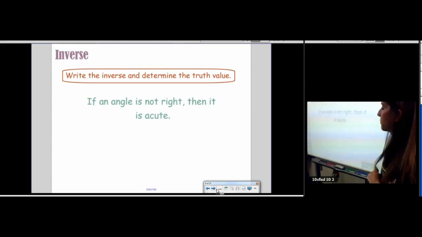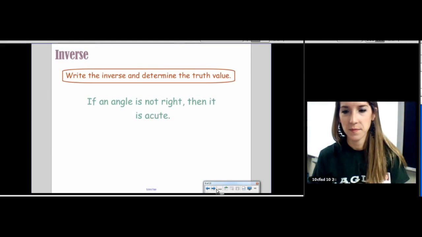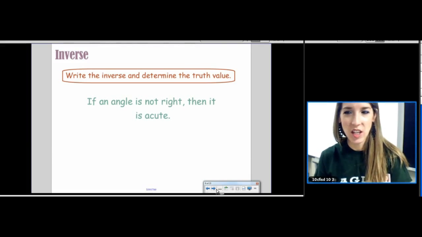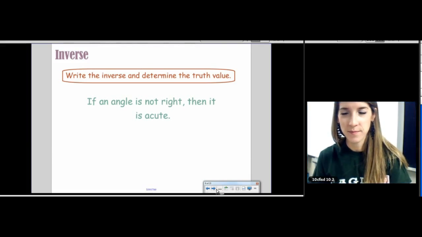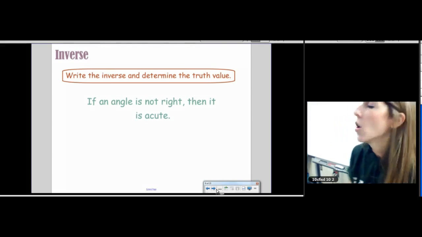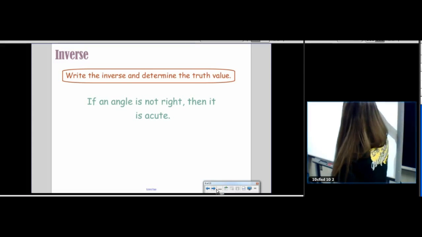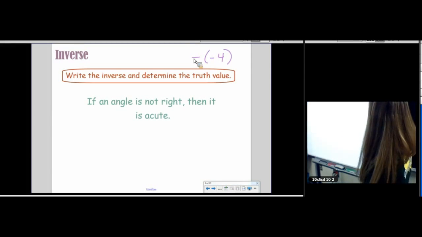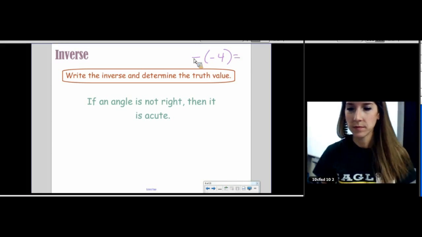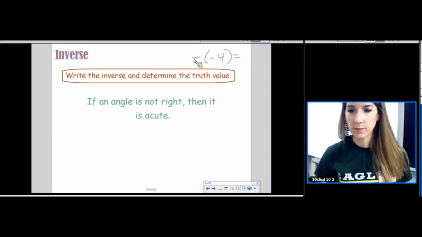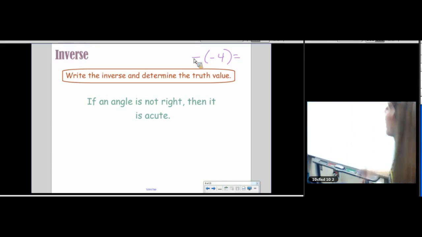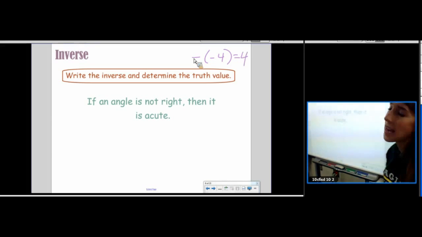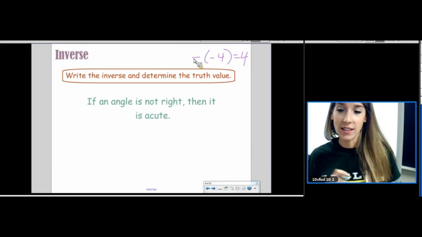Next one. If an angle is not right, then it is acute. Write the inverse. What happens in algebra when you have a negative negative 4? What does that equal? It's a positive 4. The negatives cancel. So the same thing happens with your nots.